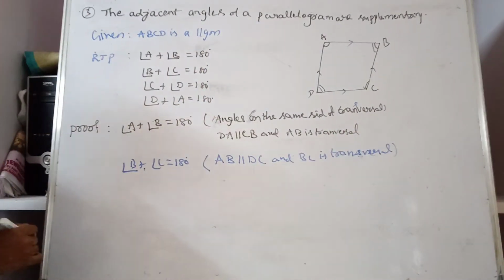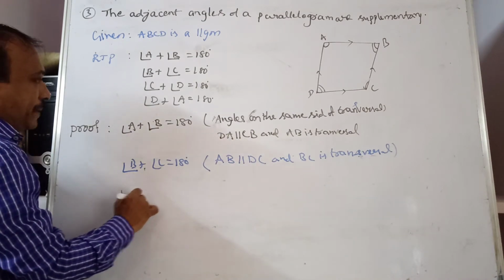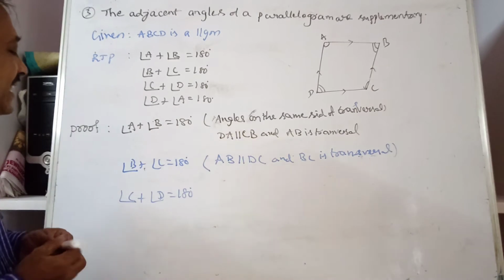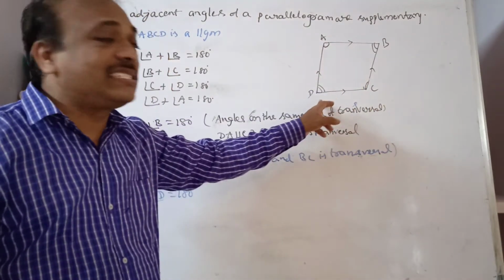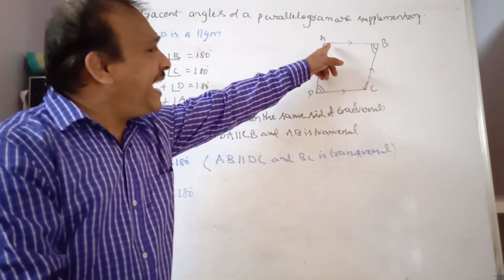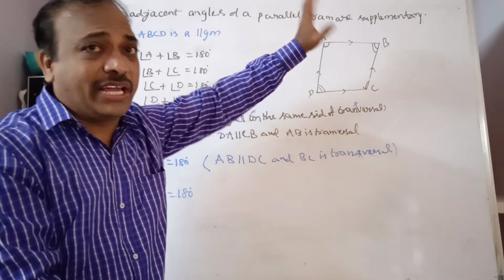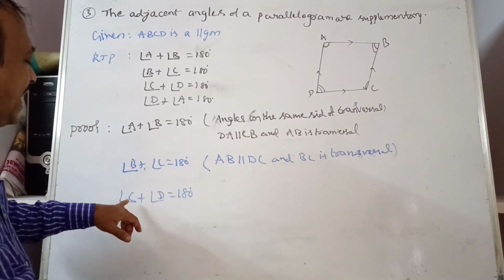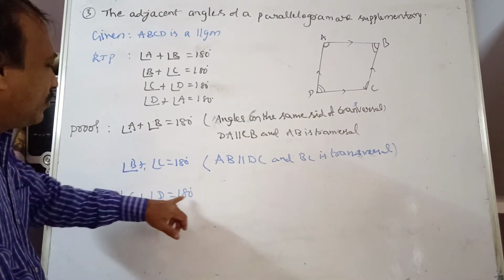Observe it. Similarly, angle C plus angle D is equal to 180 degrees. Or you know, A is equal to C, that you can apply as another reason. And B plus C is equal to 180. Now you see, angle C plus angle D is equal to 180 degrees.